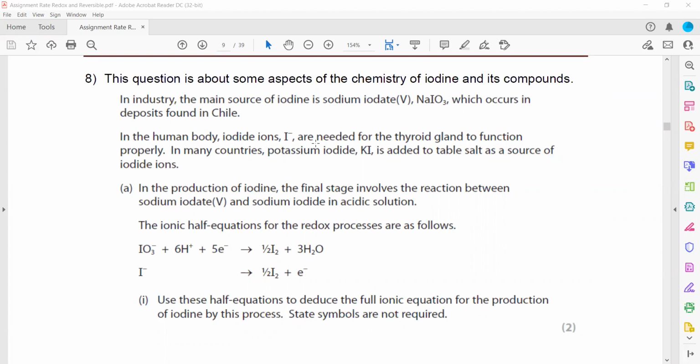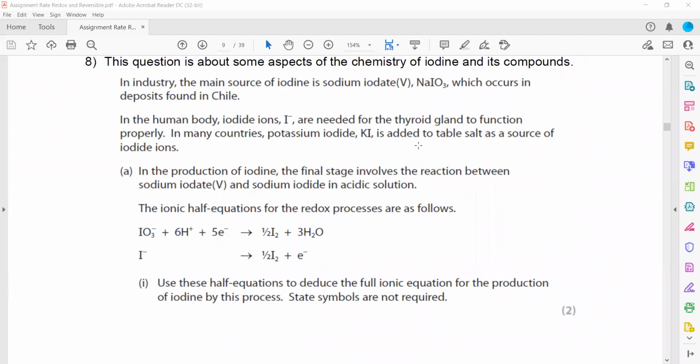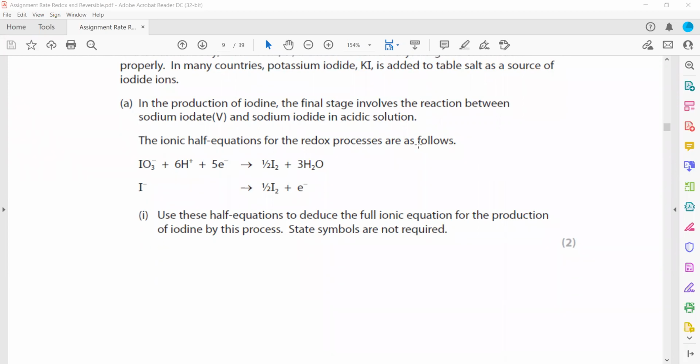This question is about some aspects of the chemistry of iodine and its compounds. In industry, the main source of iodine is sodium iodate, NaIO3, which occurs in a deposit found in Chile. In the human body, iodide ions are needed for the thyroid gland to function properly. Potassium iodide is added to table salt as a source of iodide ions.